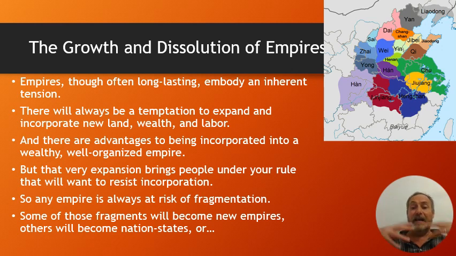So any empire, as it expands, is always at risk of fragmenting, and some of those fragments may go on to become new empires. Others will become nation states. Here I have a picture of these Chinese kingdoms. We'll see when we get to the Chinese empires, it's a long story of expansion, fragmentation, right? A new empire rising, right? The Qin give way to the Han and so on. So this is definitely an internal tension in the empire, always at risk of dissolution.